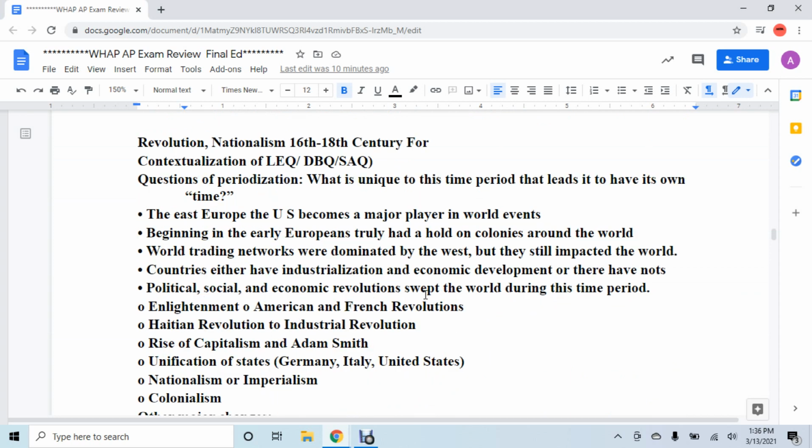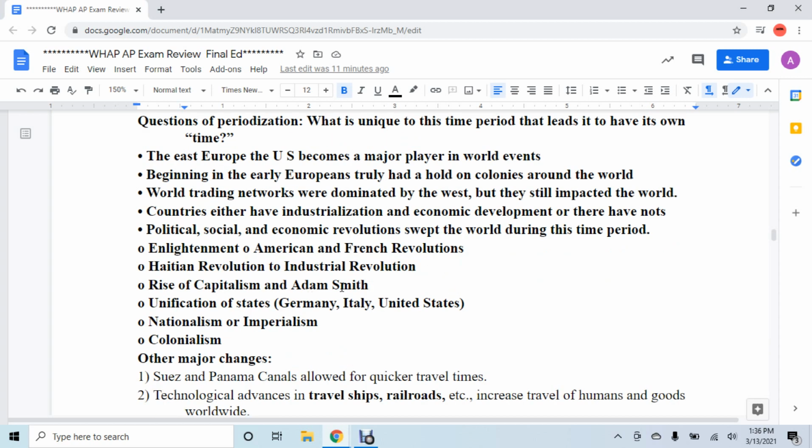Political, social, economic revolutions, those are all intertwined with the Enlightenment that leads into the American Revolution, which leads into the French Revolution. The French Revolution also leads into the Haitian Revolution, because Haiti was a colony of France. And then this whole area of the world, Industrial Revolution, starts in England, but spreads to the rest of the world. The rise of capitalism under the ideas of Adam Smith, a free market system.